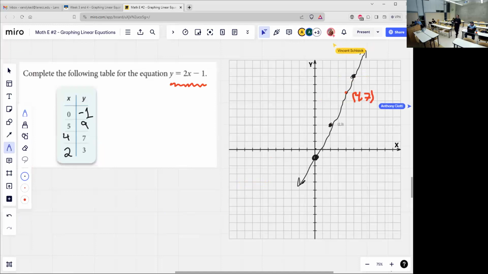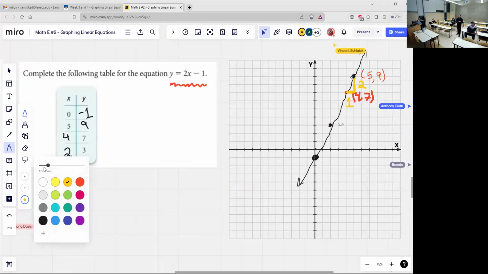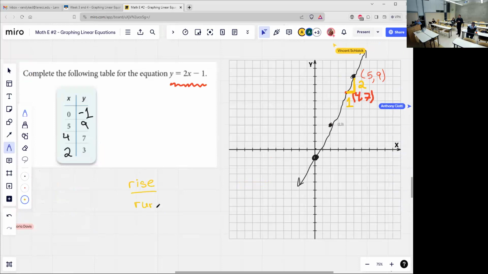Once we had a line, then we could say, oh, this one was the 5, 9, and below it was 4, 7. So I can draw a little triangle here and say it goes up 2, but only sideways 1. And people will call that rise over run. And this particular line, the rise was 2 for every 1 that it went sideways. Every 1 that went to the right. And the full name for rise over run is slope. Slope is the hill.